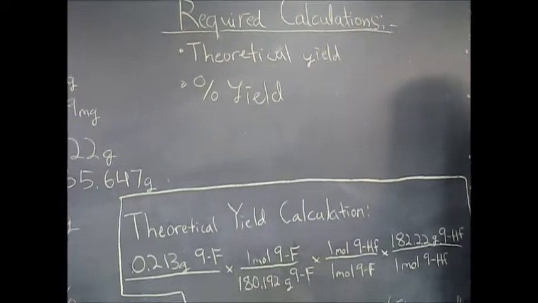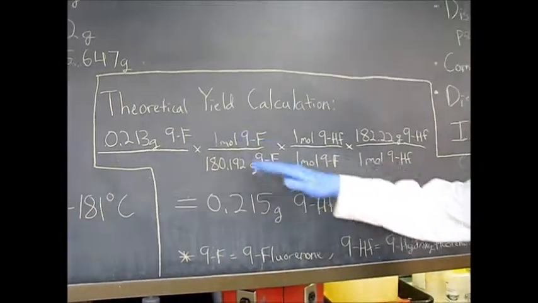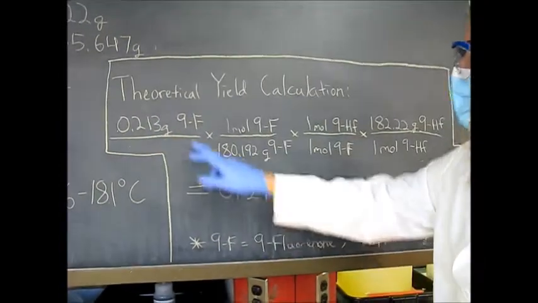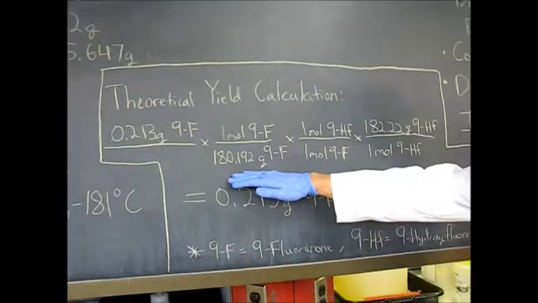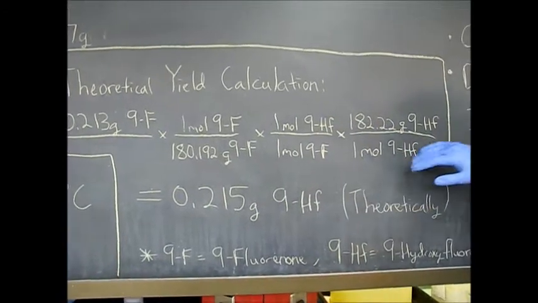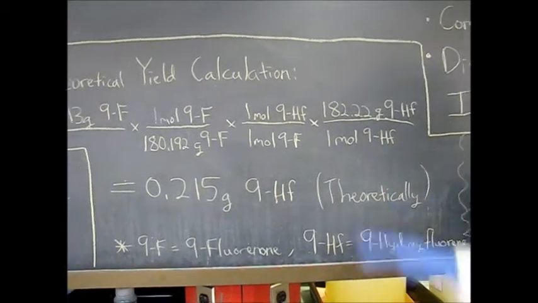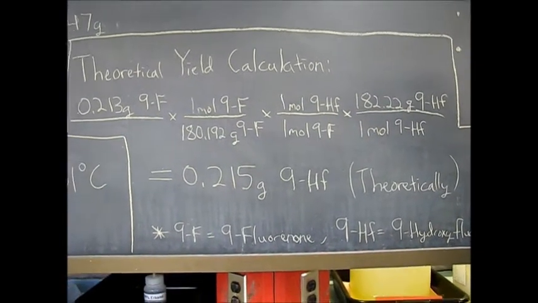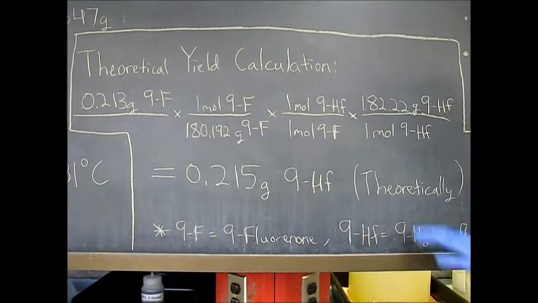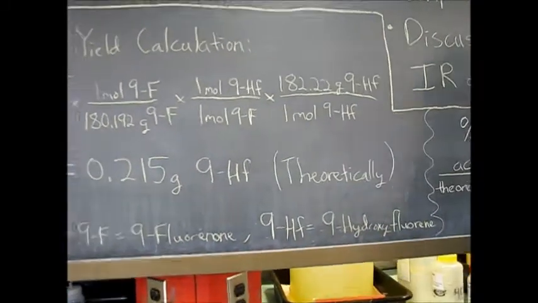So if you don't know how to do these, I've shown a little sample here. So this will be different depending on what your data is. But for ours, we started with 213 milligrams of 9-fluorenone. You divide by the molecular weight of 9-fluorenone, then you get your mole conversion, and then you multiply by the molecular weight of 9-hydroxyfluorene. So whenever you do this multiplication and the division, you get 0.215 grams of 9-hydroxyfluorene. That's your theoretical yield. And then I just have 9F is 9-fluorenone, 9HF is 9-hydroxyfluorene.